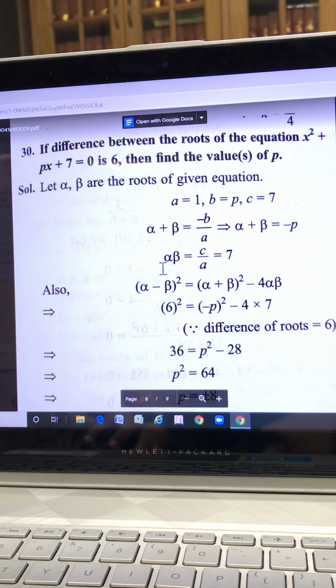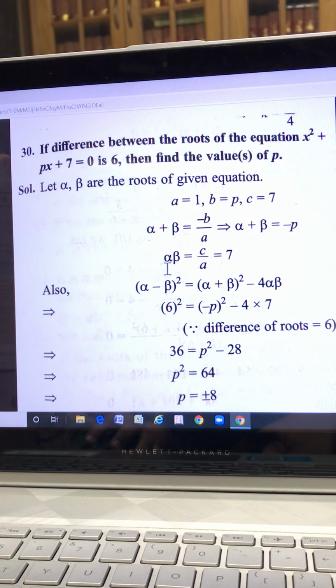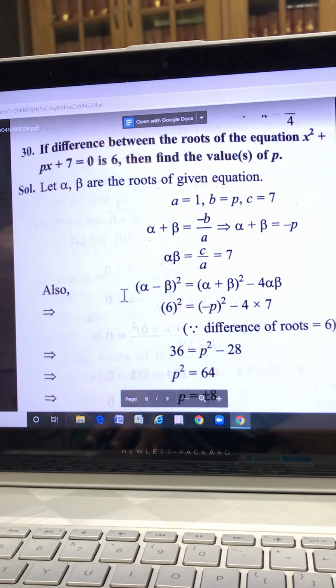Or what you can do is, you have alpha plus beta, you have alpha into beta. You can find the value of alpha and beta and then proceed. Then that will be a lengthy method. It's better to learn this identity.